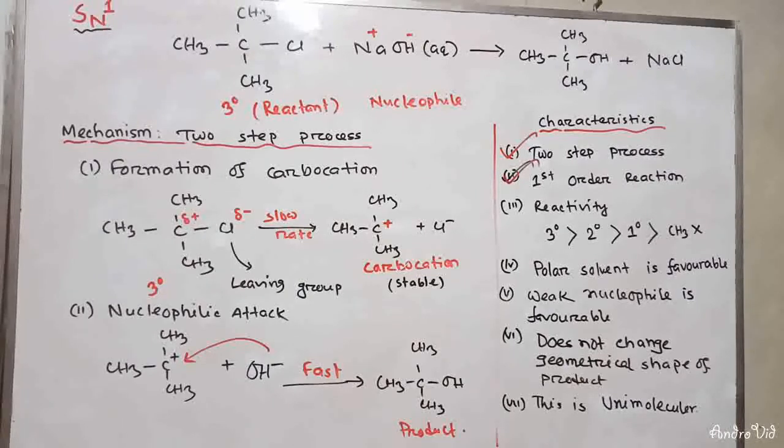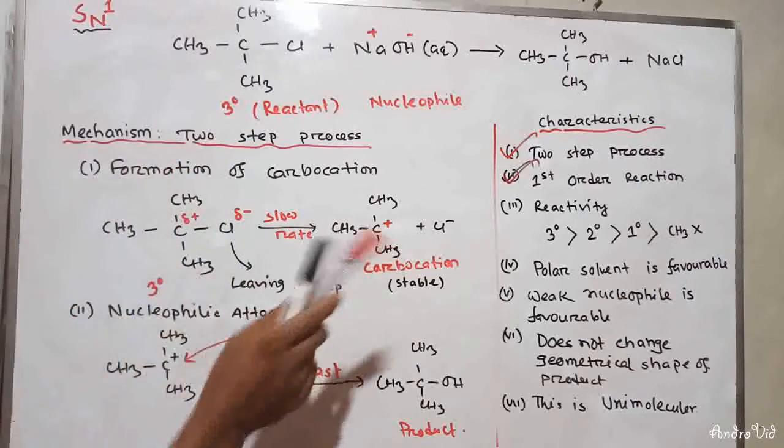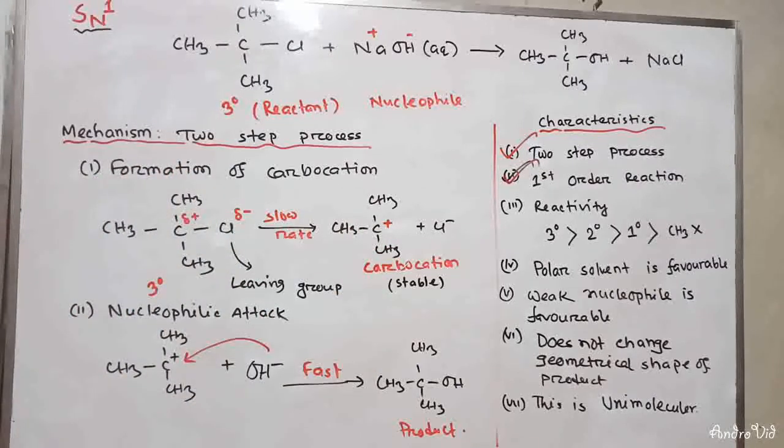Now reactivity order. The reactivity order of SN1 reaction: first 3 degree alkyl halide, then 2 degree alkyl halide, then 1 degree alkyl halide, and finally methyl chloride. So 3 degree alkyl halide is more favorable in case of SN1 reaction. Now this is a very important question: why is this so?